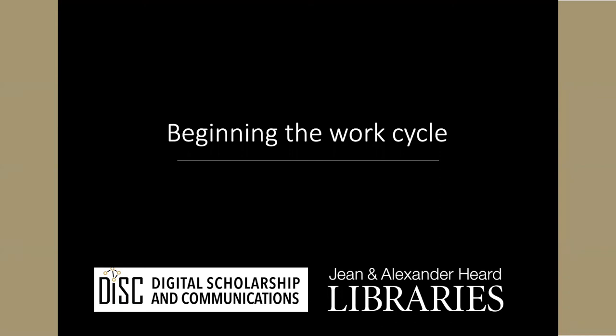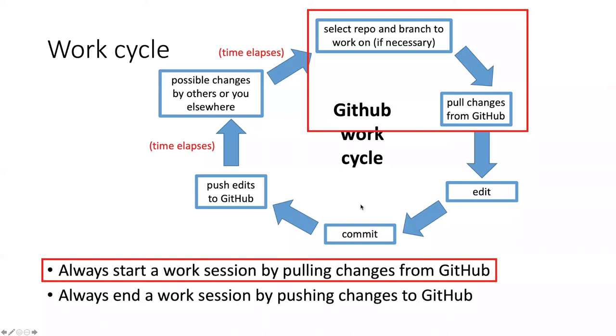In an earlier lesson, we talked about a work cycle that we typically follow when working with GitHub Desktop. And the part of the cycle that we're going to start with is what I emphasized here, that you always start a work session by pulling your changes from GitHub. So first, you have to select what repository you want to work on if it's not already there, and then pull the changes from GitHub.